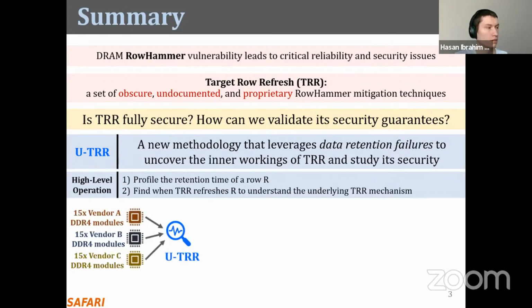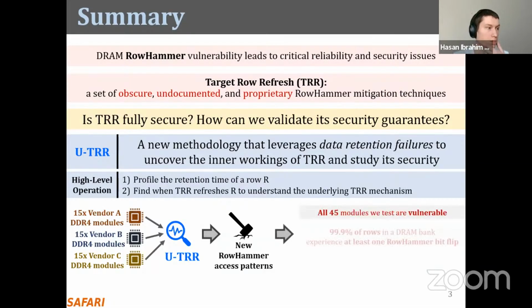So here's a summary of our analysis. We looked into 15 different DDR4 modules from each of the three major vendors. Here they are anonymized as vendors A, B, C. So we use this methodology to understand how the TRR mechanisms in these modules from each vendor operate, and then craft new RowHammer access patterns that circumvent these protection mechanisms.